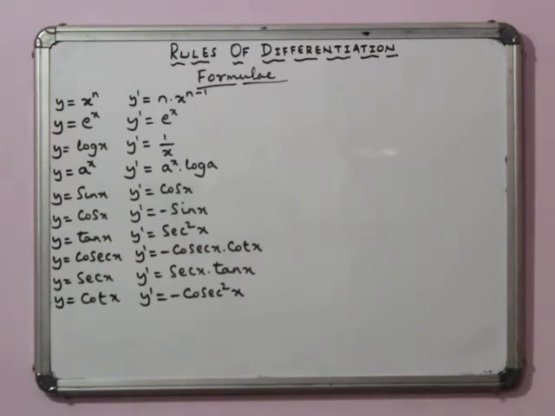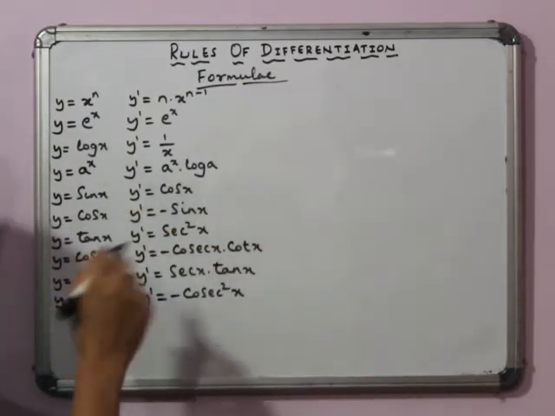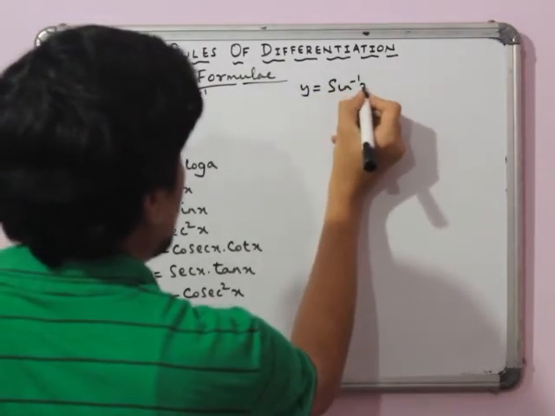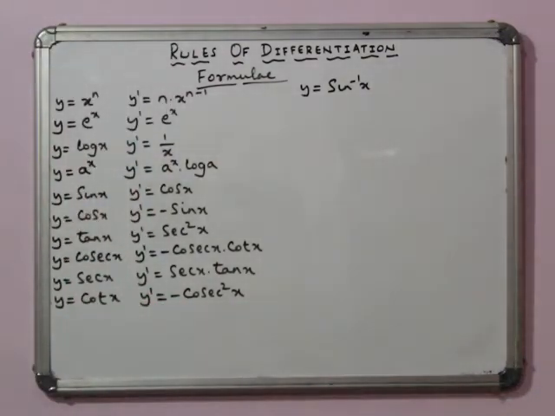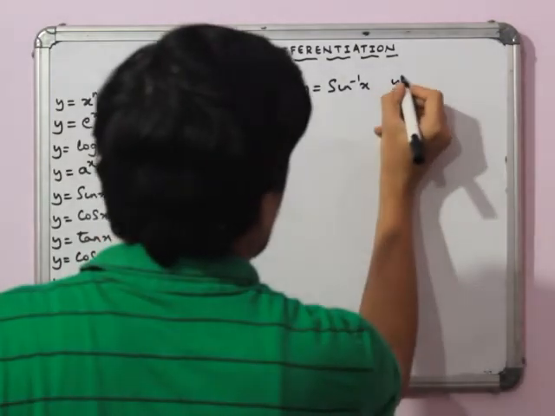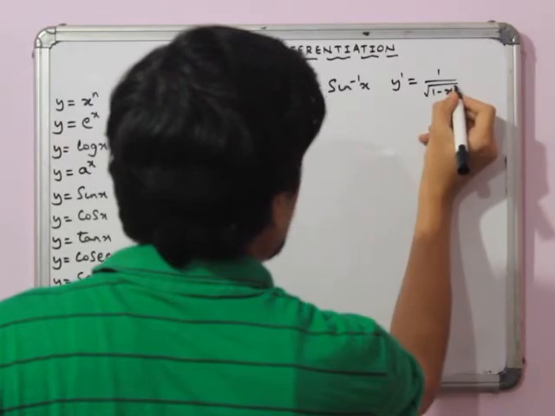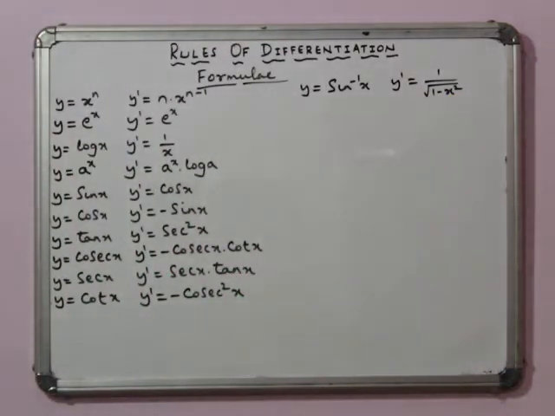Then we have derivatives of inverse trigonometric functions. Okay, now let us understand what these are. So first one, y is equal to sin inverse x. If y is equal to sin inverse x, the derivative of sin inverse x is 1 by root of 1 minus x square.